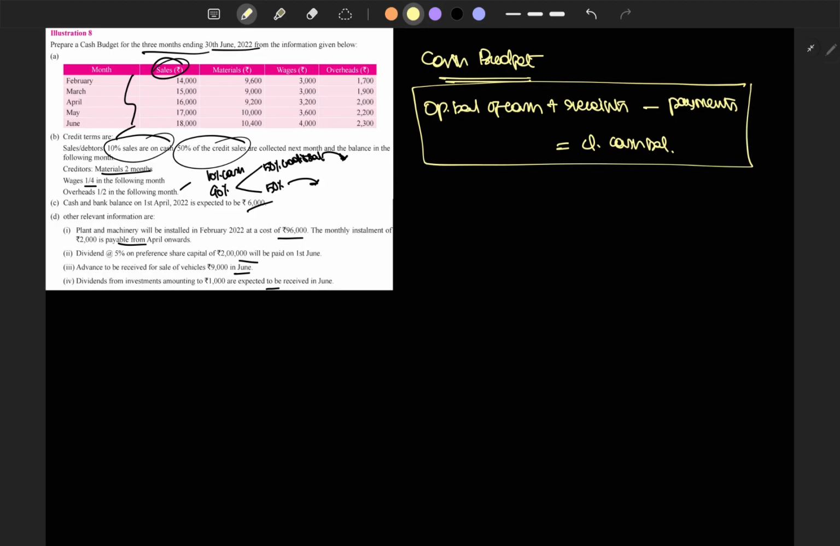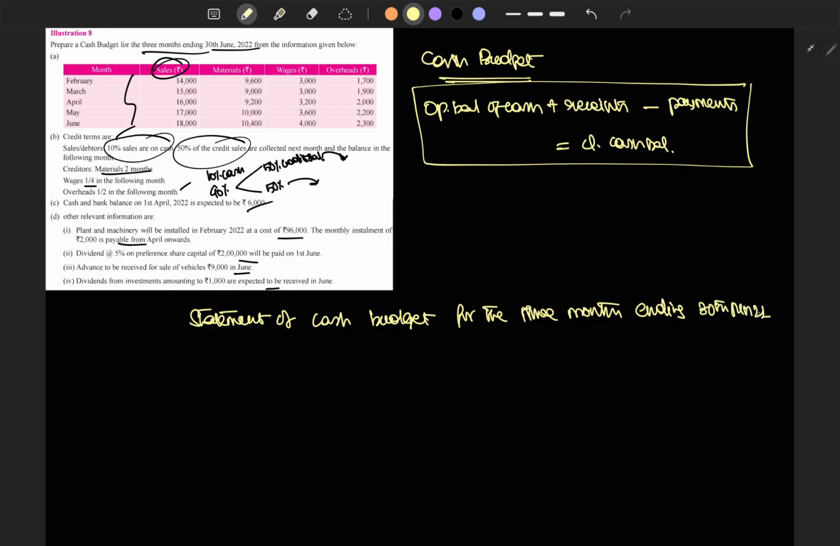Let's start. Statement of cash budget for the 3 months ending 30th June 2022. Then the 3 months would be April, May, June, right?